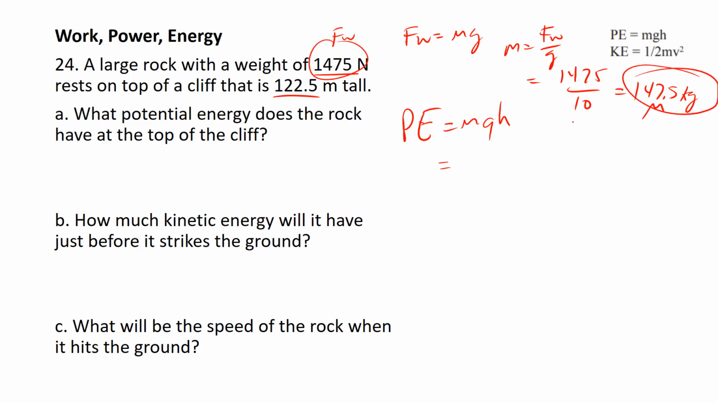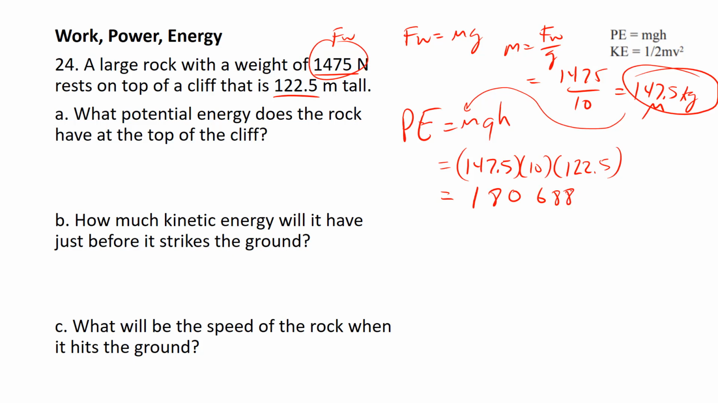So now I have the mass that I can plug in. Mass is 147.5 kilograms, gravity is 10, and it is on top of a cliff that is 122.5 meters tall. So 147.5 times 10 times 122.5 equals, and I get a potential energy of 180,688. Remember, joules is the unit for work.